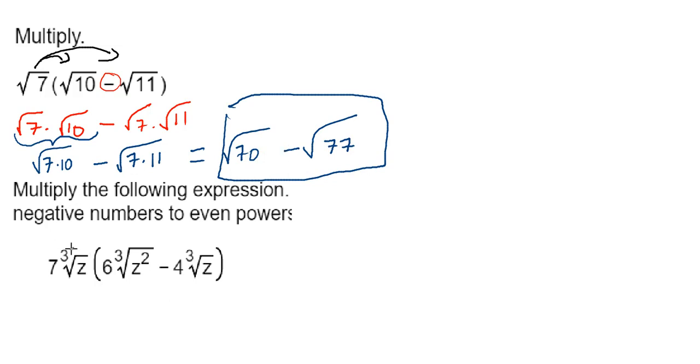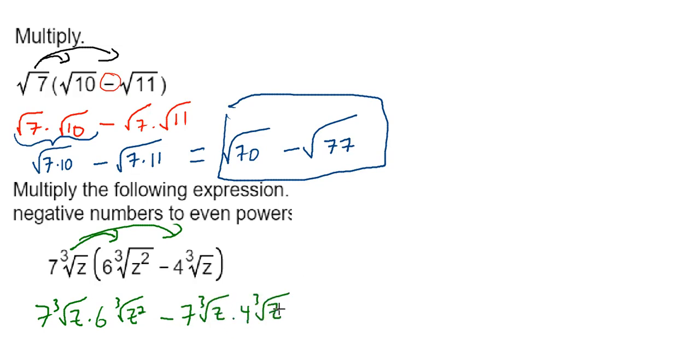All right, let's take a look at this example. Again, we will distribute. So we'll have 7 cube root of z times 6 cube root of z squared, and then minus 7 cube root of z times 4 cube root of z.